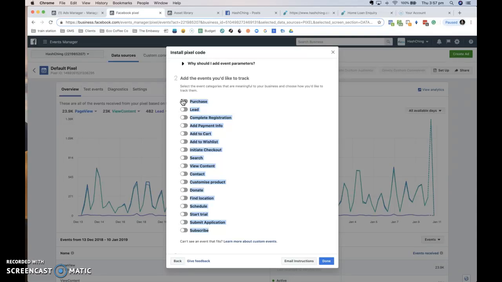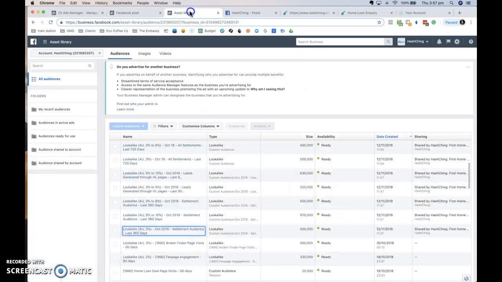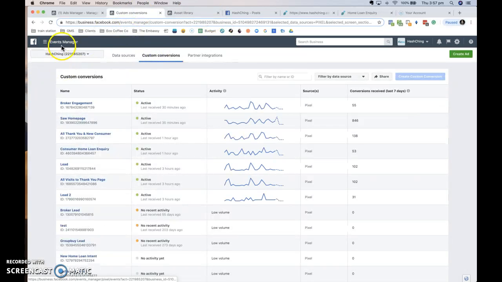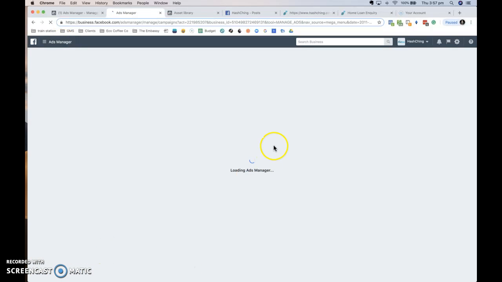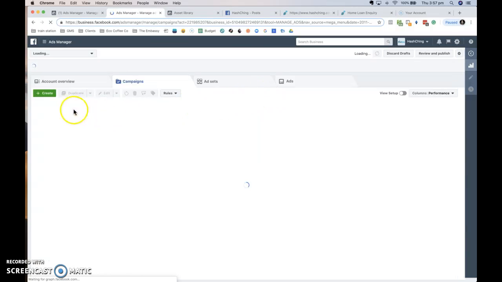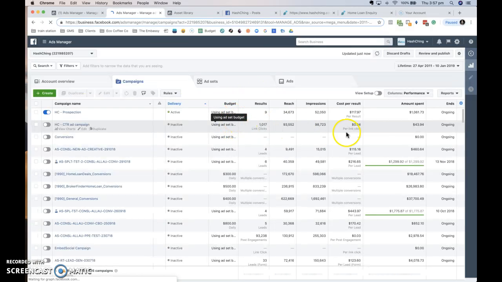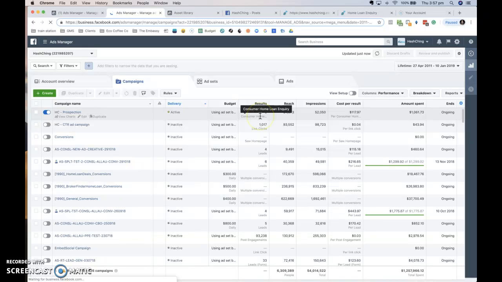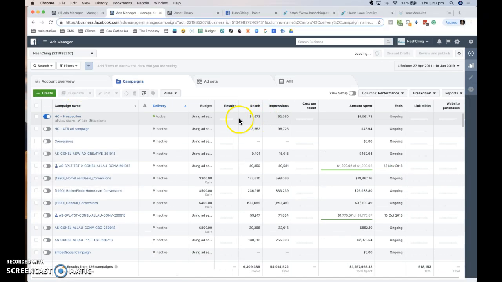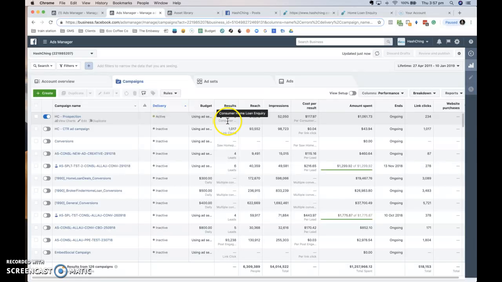The reason being is Facebook will be able to track that a lot cleaner and a lot nicer, and we can create lookalikes off the back of that. I did have a look around at some of the campaigns and custom conversions. For example, the live campaign you have running now is using a custom conversion for the consumer home loan. Taking a look at that, it's just tracking anyone who clicks through the ad.